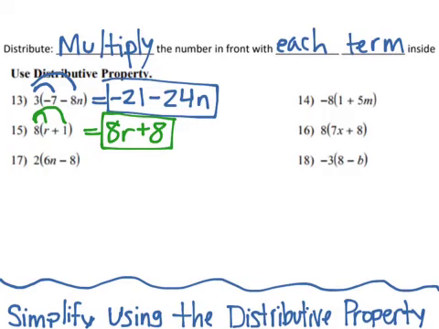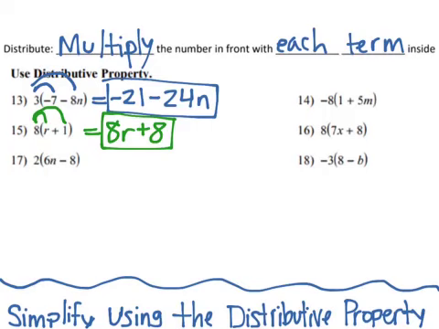Alright, and on to this last one, we have 2 times 6n minus 8. So we're on number 17. So go ahead and give it a try.